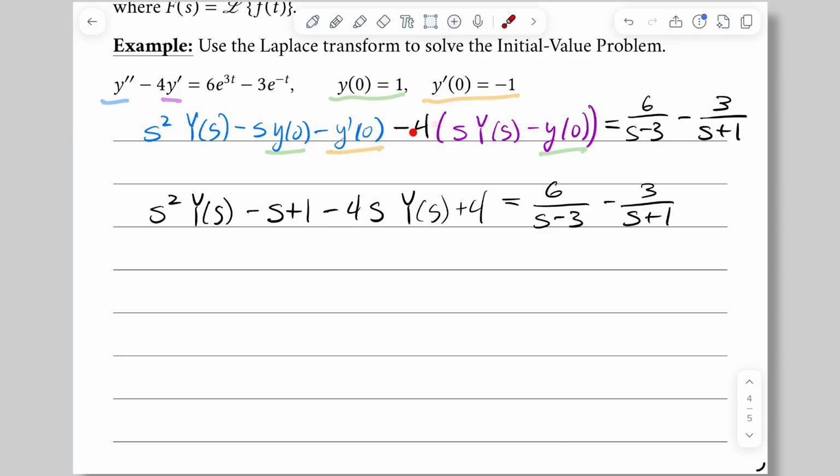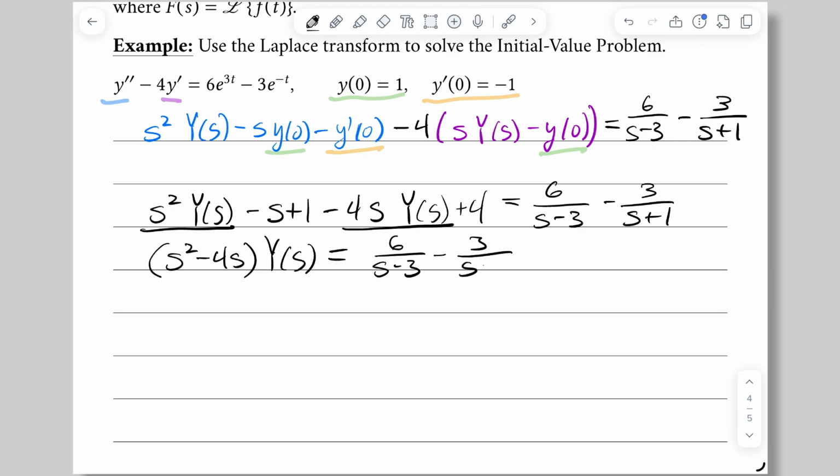And the coefficients. We want to solve for Y of s, so we're going to gather those terms together and factor. We have s squared minus 4s times Y of s. And then we want everything that doesn't have that uppercase Y of s on the other side. So we have 6 over s minus 3 over s minus 1 plus s minus 5.